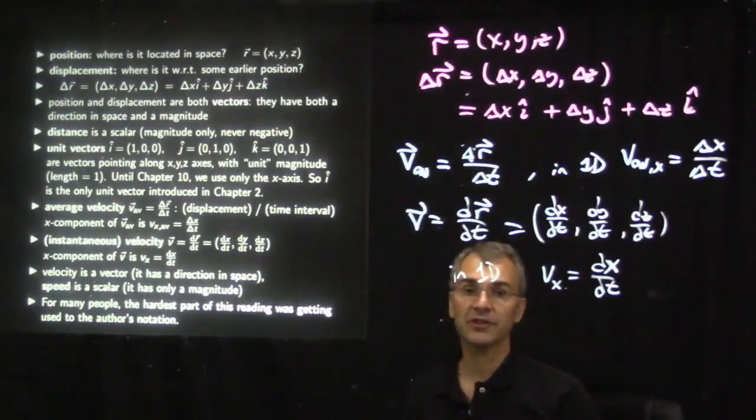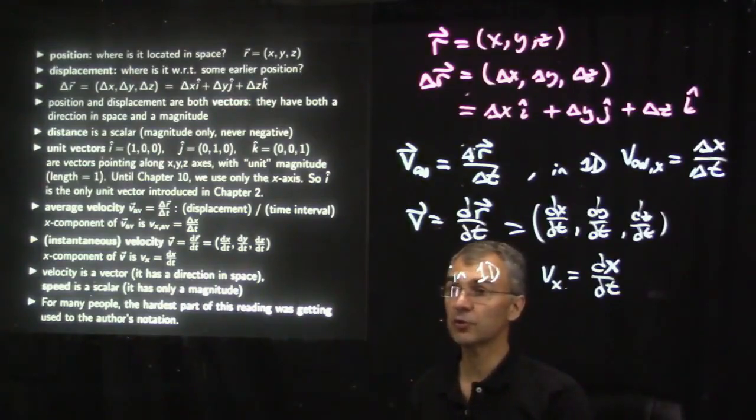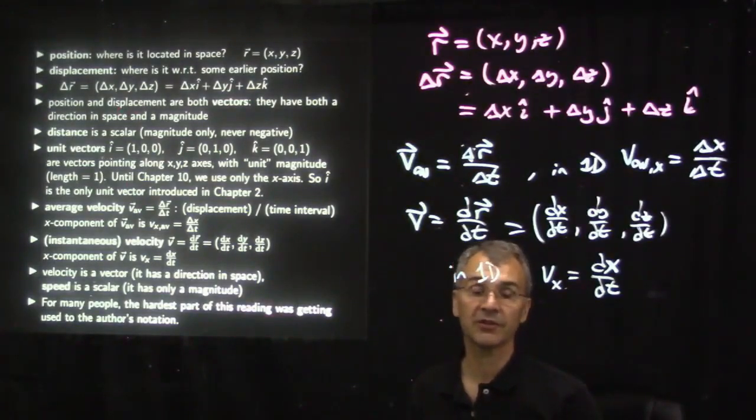Velocity is a vector. Velocity has a direction in space. Speed is a scalar. Speed only has a magnitude. In fact, speed is the magnitude of the velocity vector. I think for many people, the hardest part of chapter 2 will be the author's notation. You have to get used to it. It is highly self-consistent, but it takes some getting used to.